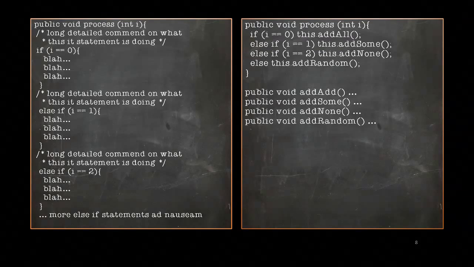So on the right-hand side, I'll show you what you can do to fix it. And that is do method calls. These will be private methods. It's the exact same things that would be the blah, blah, blah on the left-hand side, but instead you've moved them into a method. So now, in public void process, you'll see that if i equals 0, then add all. i equals 1, add some, add none, else add random. And you can kind of see what's going on a bit better than if it's just some arbitrary section of code.